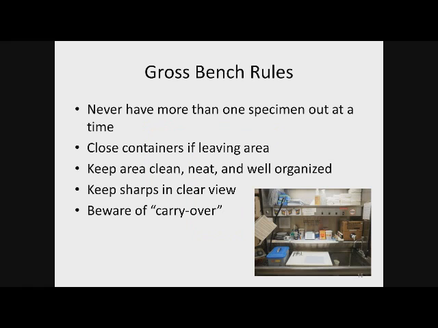So some basic rules to adhere to in the gross room, gross bench rules. Probably the most important one is never to have more than 1 specimen out at any time. This limits the possibility of carryover, or the possibility that a specimen from one patient will be mixed in with a specimen from another. All containers should be closed if the grossing technician leaves the grossing area. It should be kept clean, neat, and well organized.